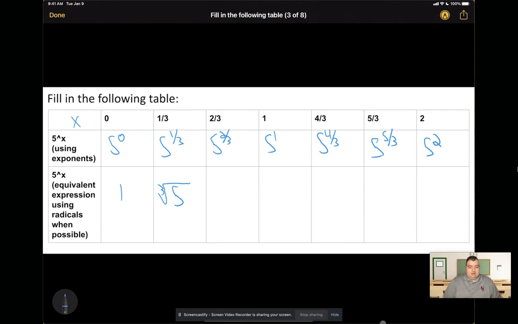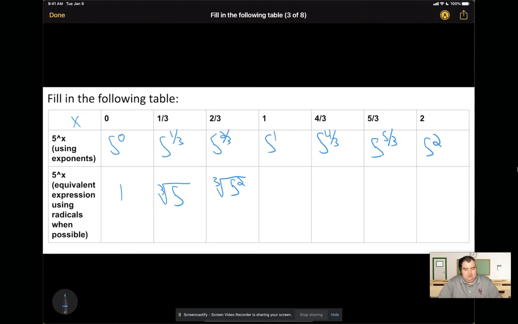This next one is where today's lesson comes in. So 5 to the power of 2/3. If I'm going to write it using radicals or roots, I'm going to set it up that way. The denominator of the fraction tells me the root. So the denominator being 3 tells me this is going to be a cube root. The numerator tells me the exponent.